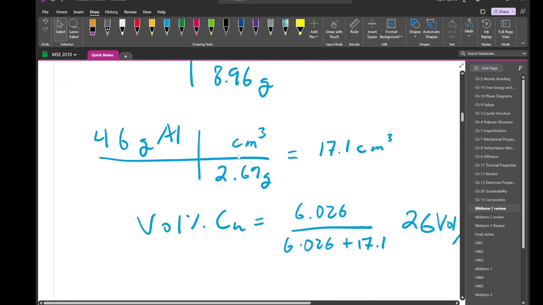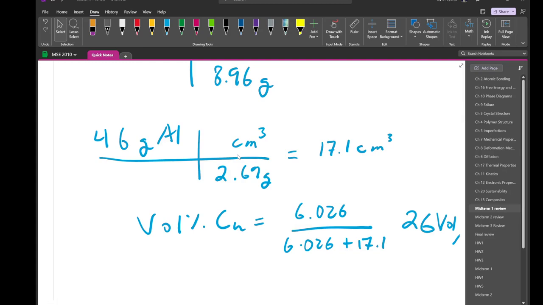Does that answer your question? Whoever asked that? Yes. Yeah. Any other phase diagrams before we move on to electrochemistry?